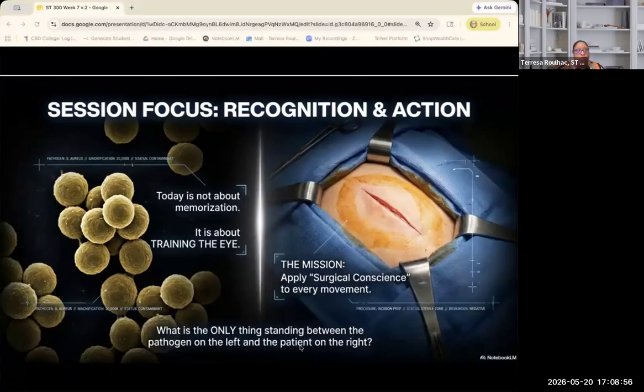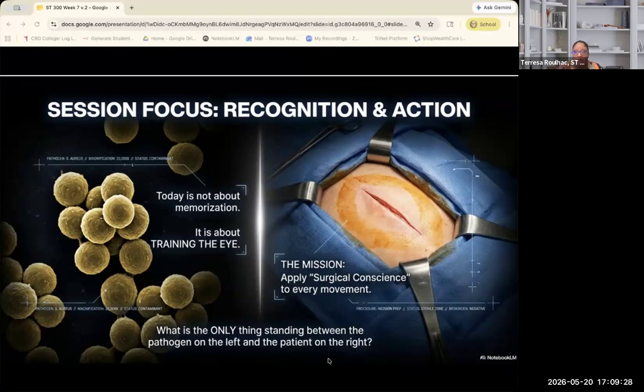Recognition will start to become just automatic. It's like muscle memory. We're learning it here. In 7 weeks, you're going to be practicing it. That way, when you get into your clinicals, it's automatic. You're already like, hold on, wait a minute, stop. The mission is to apply surgical conscience to every single moment. But we go back to what exactly is that surgical conscience?